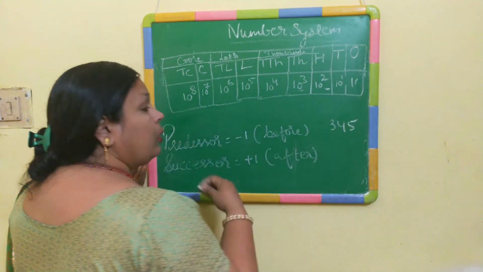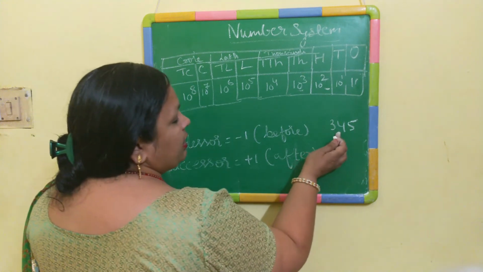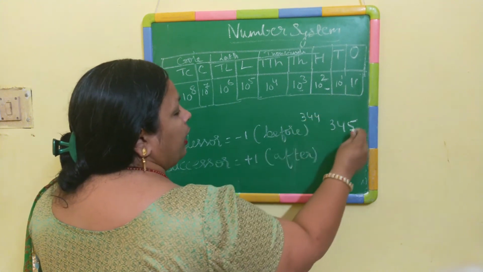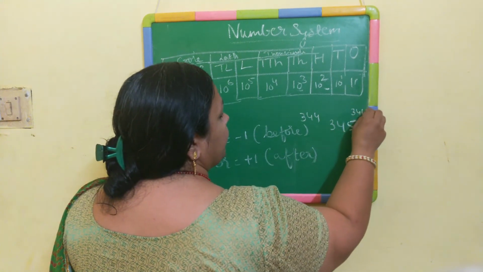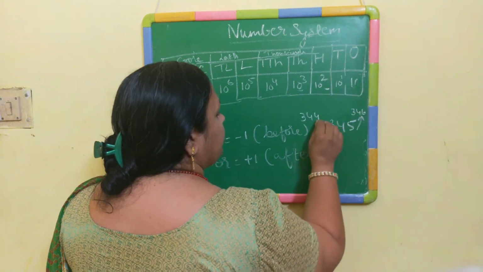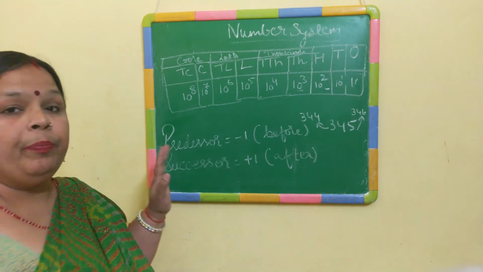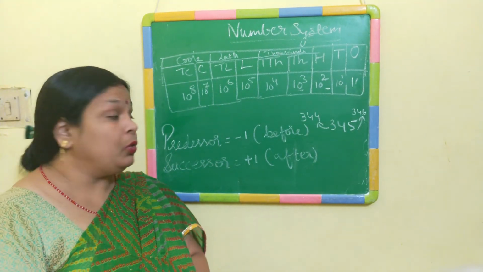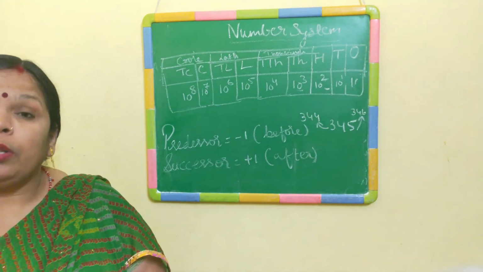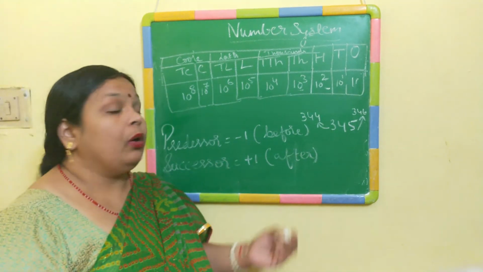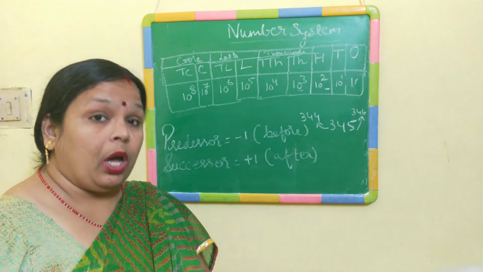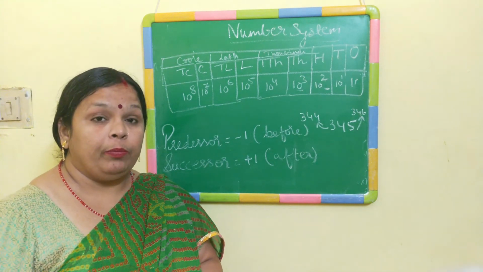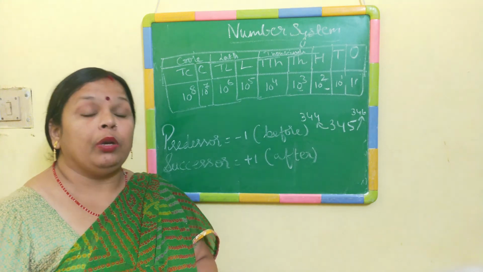So if you have a number as 345, what will be the predecessor? Predecessor, as I told you before, will be 344 and successor will be 346. So what we did, we just added 1 in the ones place. Clear? That will give you the predecessor and successor, which were also known to you previously as before number and after number. Now we know how to write a number in number name, expanded form, number name to numeral form.